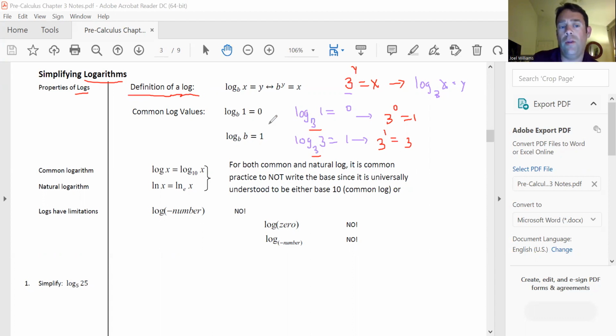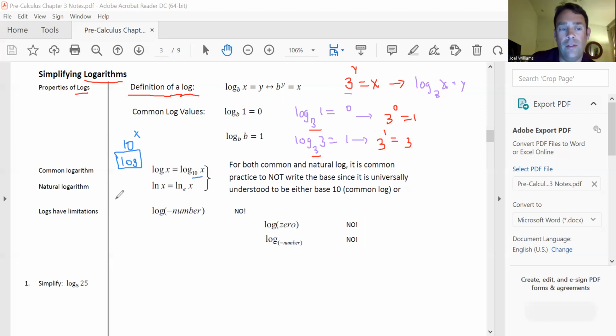Now we have a couple logs that mean a lot to us, the most used logs. We have log where there is no base, and if there is no base, we assume the base is 10. You'll find that one on your graphing calculator on the left-hand side. You'll see just a regular button that says log. And if you notice above it, you'll have the 10 to the x button, because again, an exponent with base 10 is the inverse of a log of base 10.